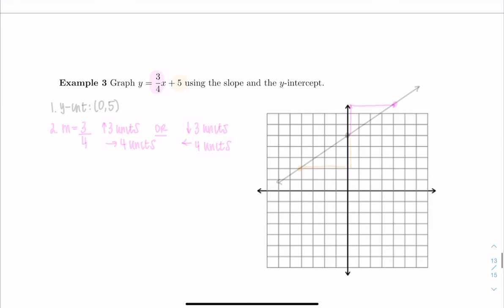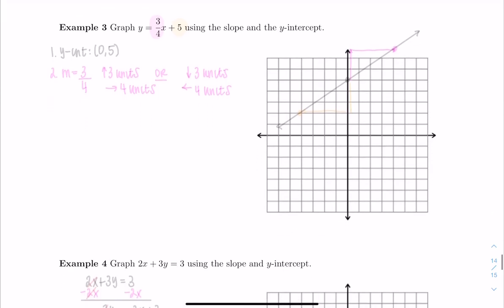For the last 2, we're just giving you equations to work with, and you need to graph them. In example number 3, the equation is already in slope-intercept form. And so we know that the y-intercept is this piece that hangs out in the back that's not attached to the x. So our y-intercept is (0, 5). And so we go ahead and plot that point.